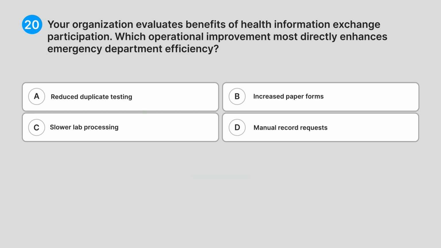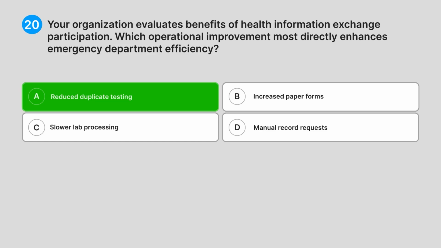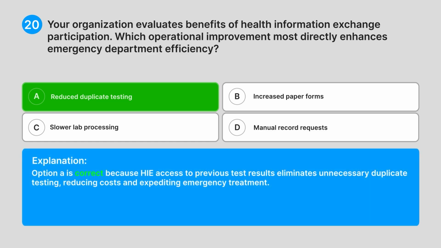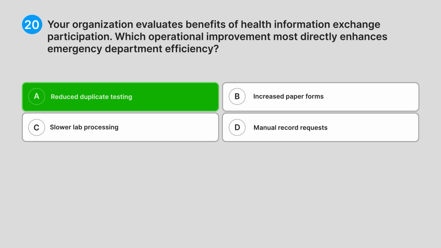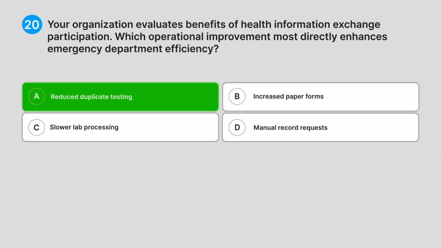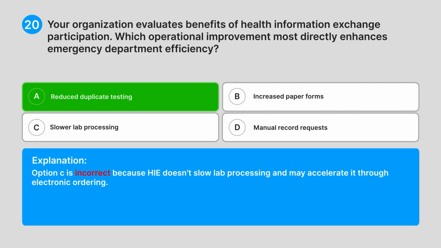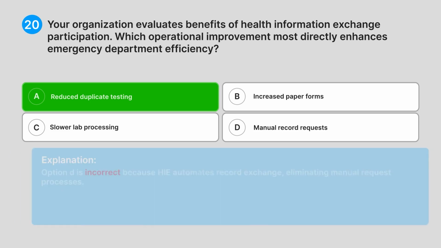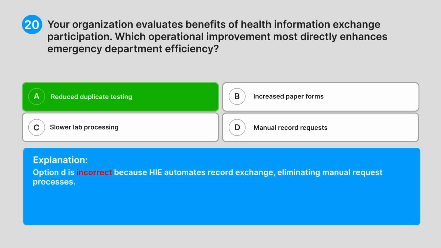Correct answer, A. Reduced duplicate testing. Explanation. Option A is correct because HIE access to previous test results eliminates unnecessary duplicate testing, reducing costs and expediting emergency treatment. Option B is incorrect because HIE reduces paper usage through an electronic exchange rather than increasing forms. Option C is incorrect because HIE doesn't slow lab processing and may accelerate it through electronic ordering. Option D is incorrect because HIE automates record exchange, eliminating manual request processes.